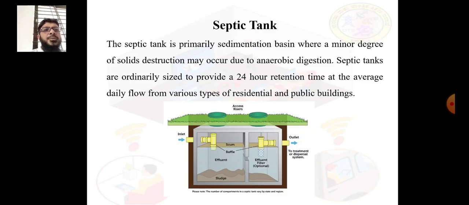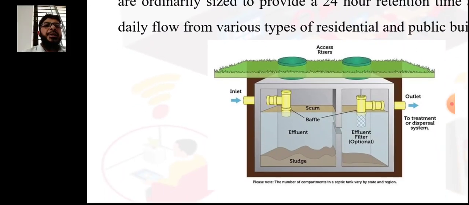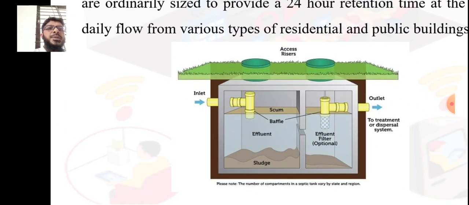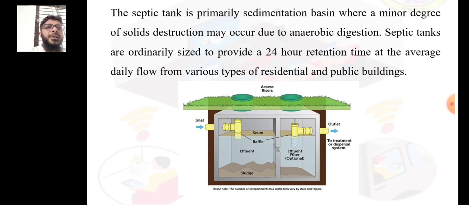Below sketch you can see the section of the septic tank. Here you will find the inlet pipe, outlet pipe, and a baffle wall, and how that outlet is connected to the next soak pit. So, this is the section of a septic tank.